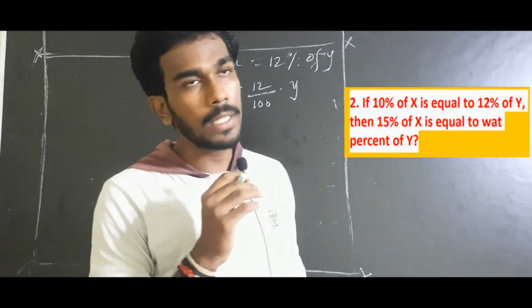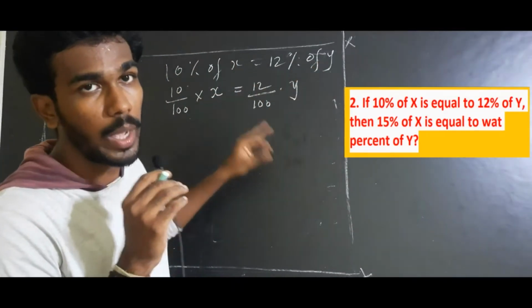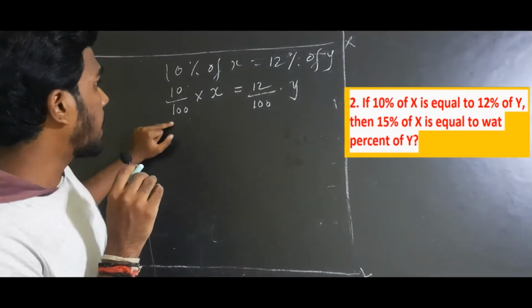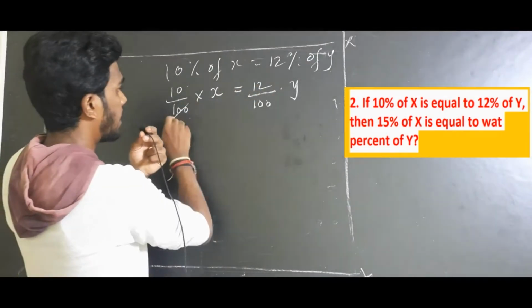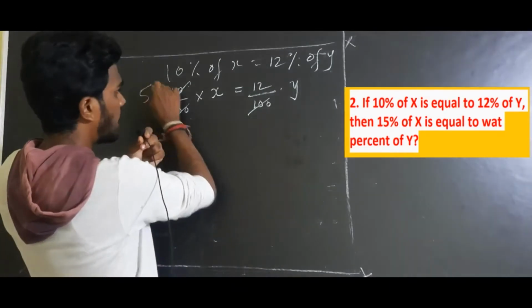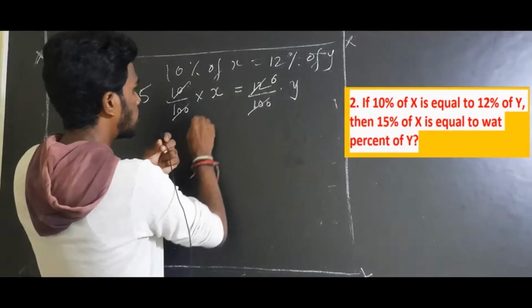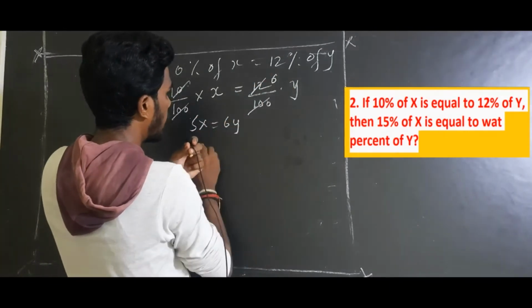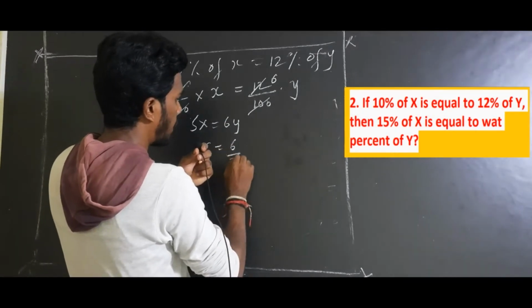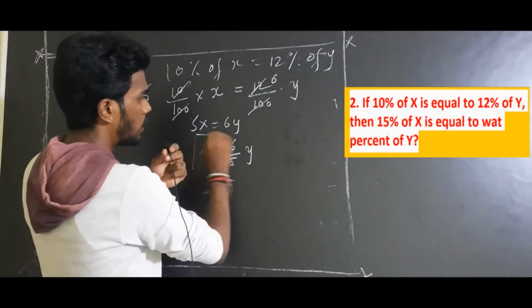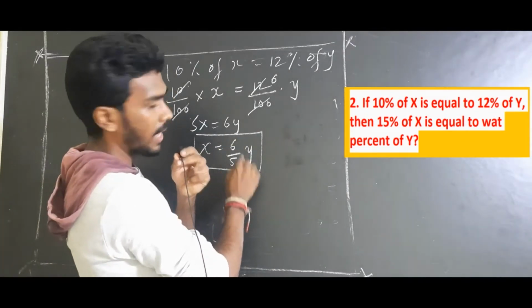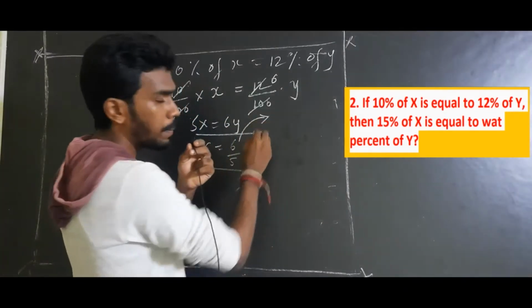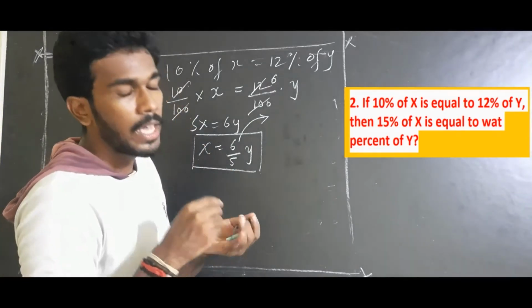Second question: if 10% of x is equal to 12% of y, how can I write this? 10 divided by 100 into x is equal to 12 divided by 100 into y. 100 gets cancelled. 2 5s are 10, 2 6s are 12. So 5x is equal to 6y. So x is equal to 6 divided by 5 into y. x is nothing but 6 by 5 part of y. If you want this expressed in terms of percentage, yes, you can do it.